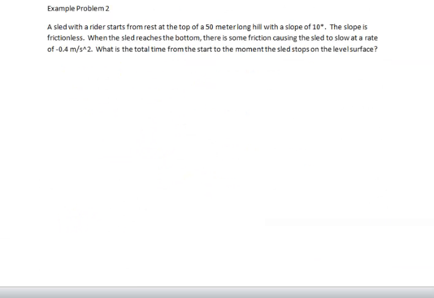Here in this situation, a sled with a rider starts from rest at the top of a 50-meter long hill with a slope of 10 degrees. The slope is frictionless. When the sled reaches the bottom, there is some friction causing the sled to slow at a rate of negative 0.4 meters per second squared. What is the total time from the start to the moment the sled stops in the level surface?